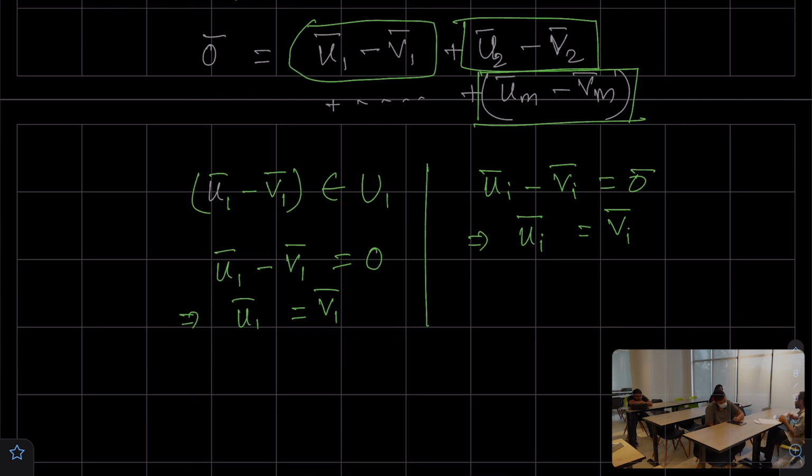That means for each of these cases, this is a unique representation. So u1 equals v1. That means the representation is unique. So the condition is proved, right?